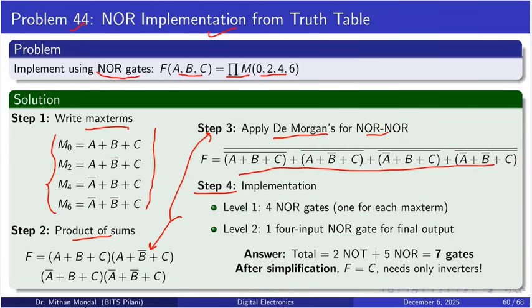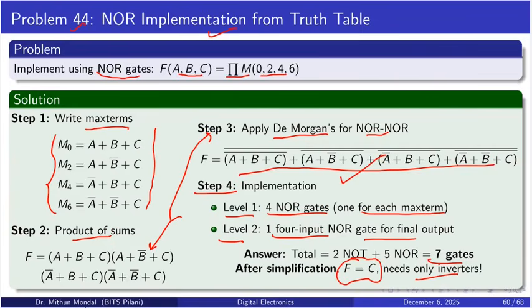Now the implementation. At level 1 you have 4 NOR gates, 1 for each max term, and at level 2 you will have a 4-input NOR gate for the final output. So in total how many gates do you require? 2 NOT gates and 5 NOR gates. So in total we require 7 gates. But this is not in the simplified format. If you still do the simplification, you'll get F equal to C, and then we have only the inverters.